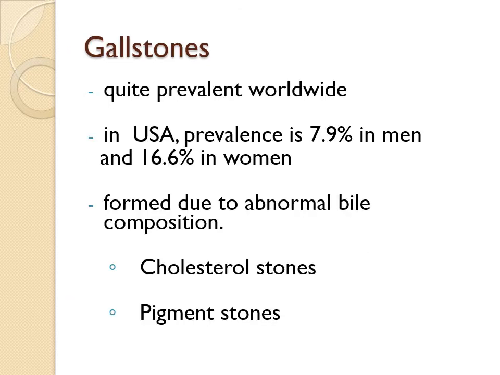Let's now go to gallstones. So gallstones are quite prevalent worldwide. In fact, even in our country, we have a very high prevalence of gallstone disease. In the US, the prevalence is around 8% in men and 17% in women. Gallstones are formed due to abnormal bile composition. And there are two main types of your gallstones, the cholesterol stones and your pigment stones. And later, you'll know that pigment stones would be further subdivided into your brown pigment stones and your black pigment stones.